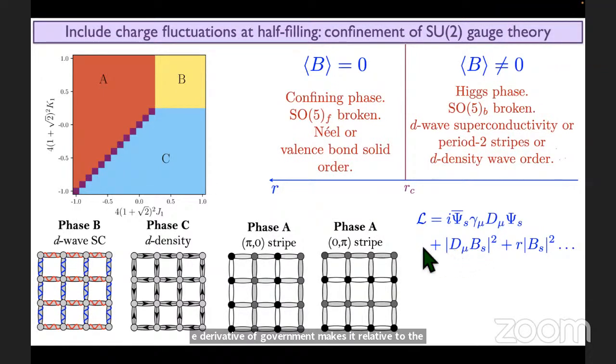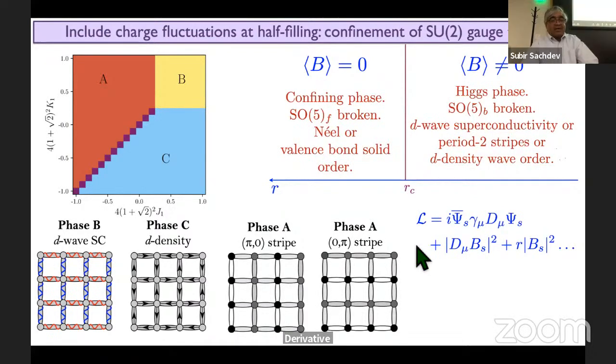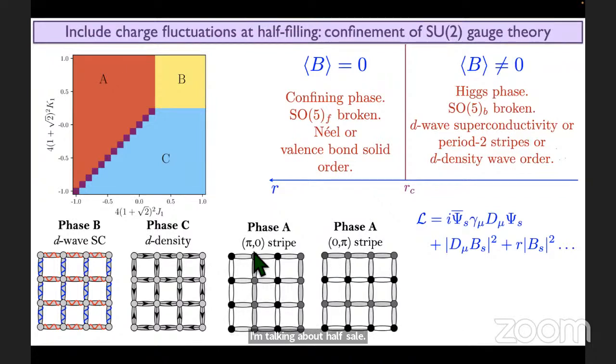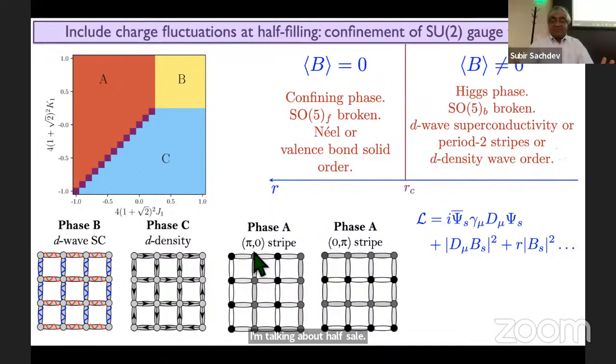Yeah, but the time derivative usually for a boson is just a linear time derivative, when you're at finite doping, but not at half filling. I'm talking about half filling. At the moment, I'm talking about alpha. Yes, okay, this is a small U theory at half filling. But I want to get to finite doping.